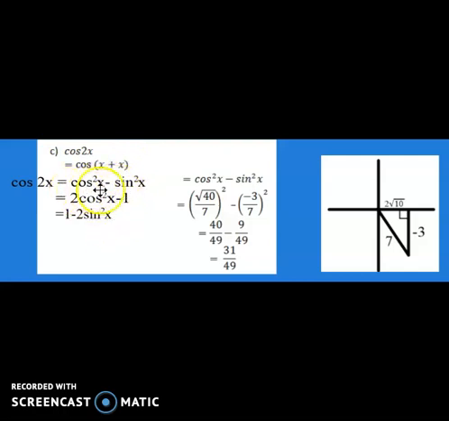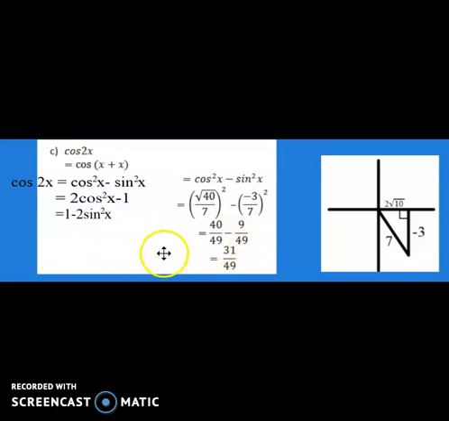The one I chose would be this one, because I have calculated, I know what sine of x is, I know what cos of x is. So, reading from the sketch, square root of 40 over 7 squared, and then sine would be negative 3 over 7 squared. So that means it's 40 over 49 minus 9 over 49. Sometimes learners just make the mistake where they see the 9 and 49 and they decide to add them up to get an answer of 1. So minus sign, 40 minus 9 is 31. So my answer is 31 over 49.